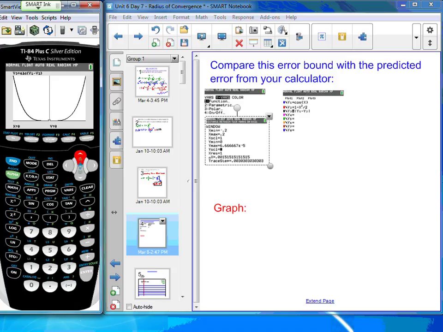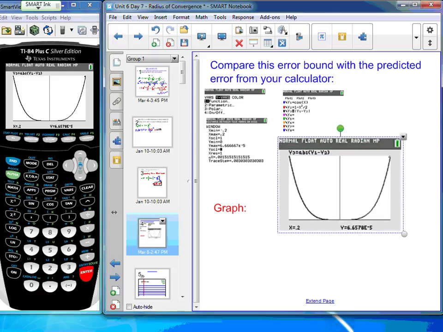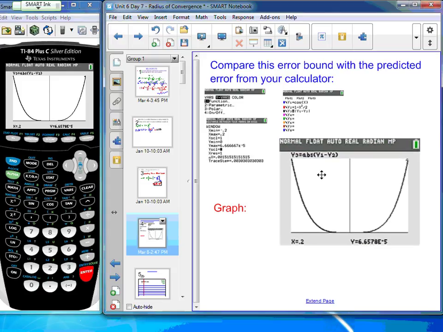Oh, no, we want the error. So I want the error when x equals 0.2. And let's see what the actual error is. 6.6578 times 10 to the negative fifth. So were we within our predicted error? Yes, right? We were within our absolute maximum error. That's pretty sweet. Nice. And so our error was less than our 6.66 times 10 to the negative fifth.